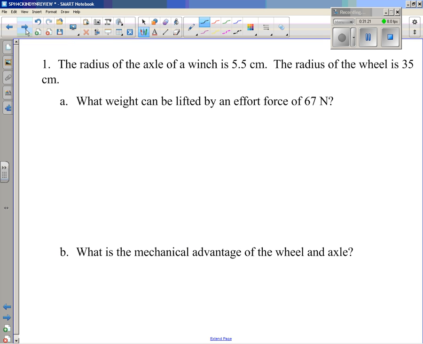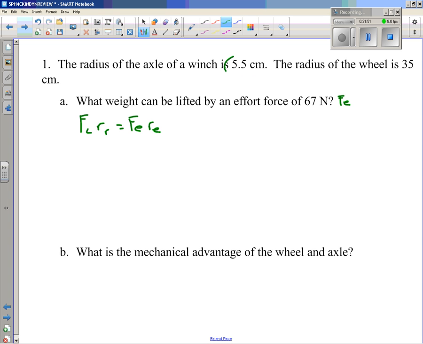The wheel and axle. I promise on the exam it'll be obvious which one's the RE and which one's the RL, but you're essentially always applying this formula here where it says F load times radius load equals effort force times effort radius. So what weight can be lifted by an effort force of that? So obviously that's FE. And in this case, it's a winch.